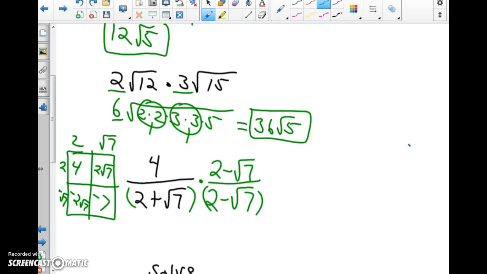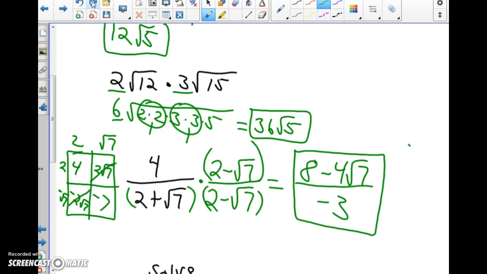So there's that. Negative 3 on the bottom. Here we go. And you're going to distribute that 4 inside of the parentheses. So 4 times 2 is 8, and 4 times negative square root of 7 is negative 4 square root of 7. There you go. There's the answer.